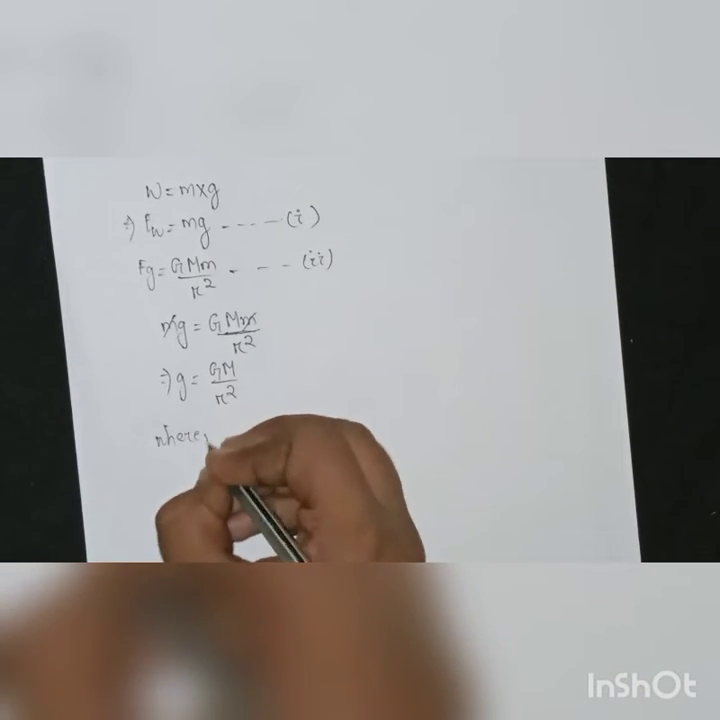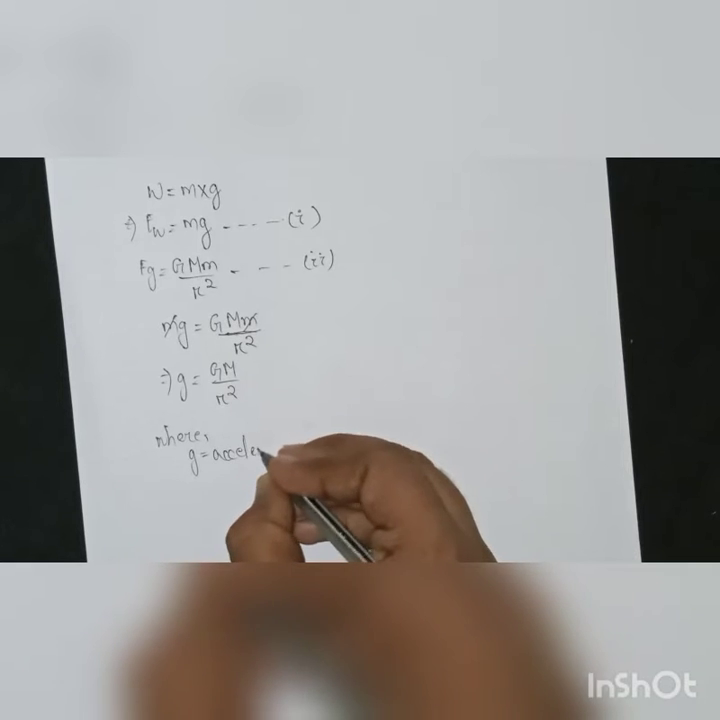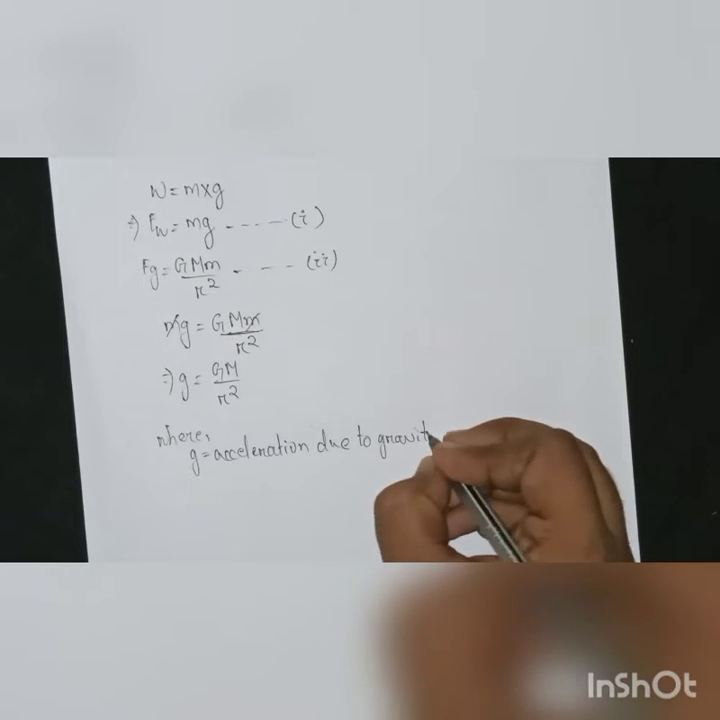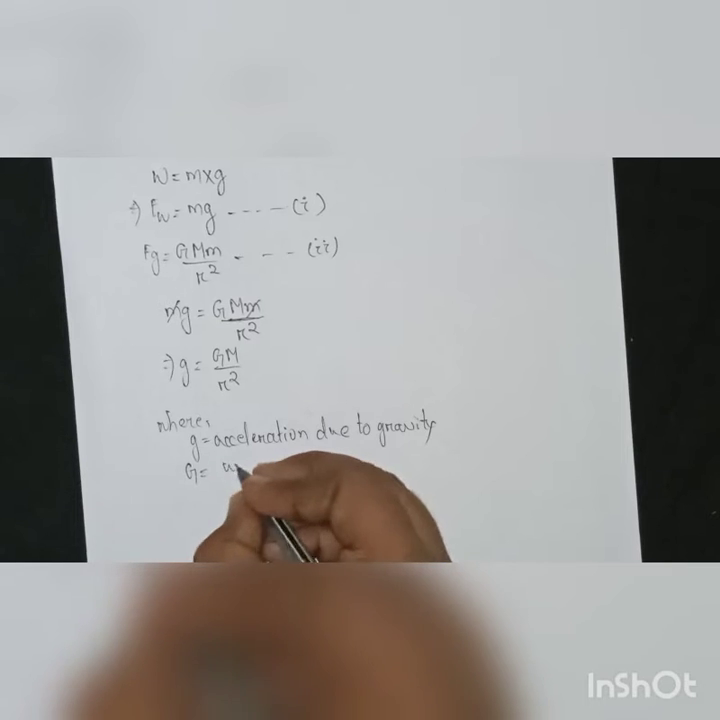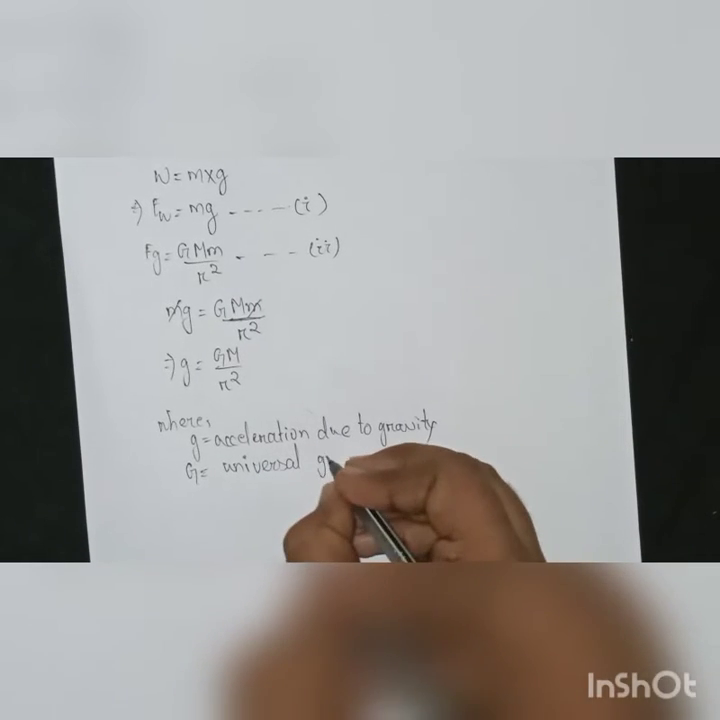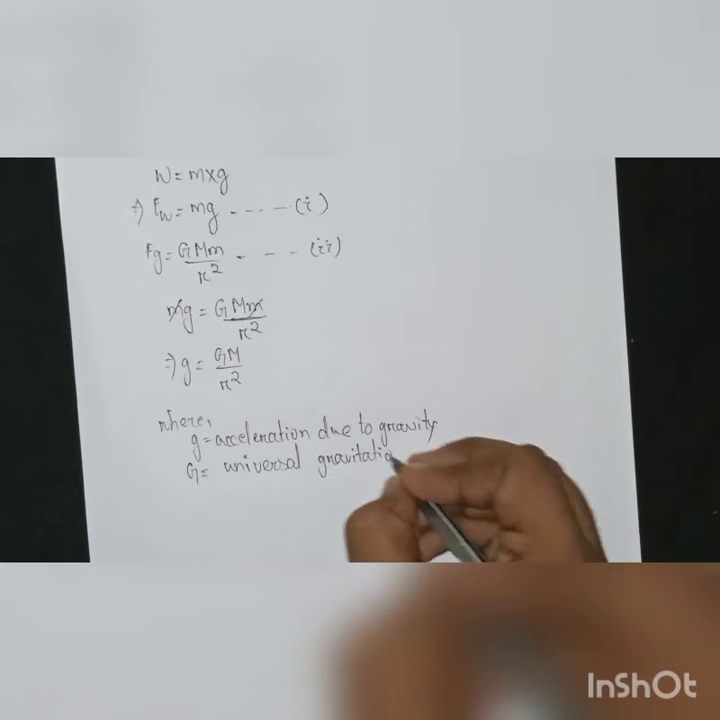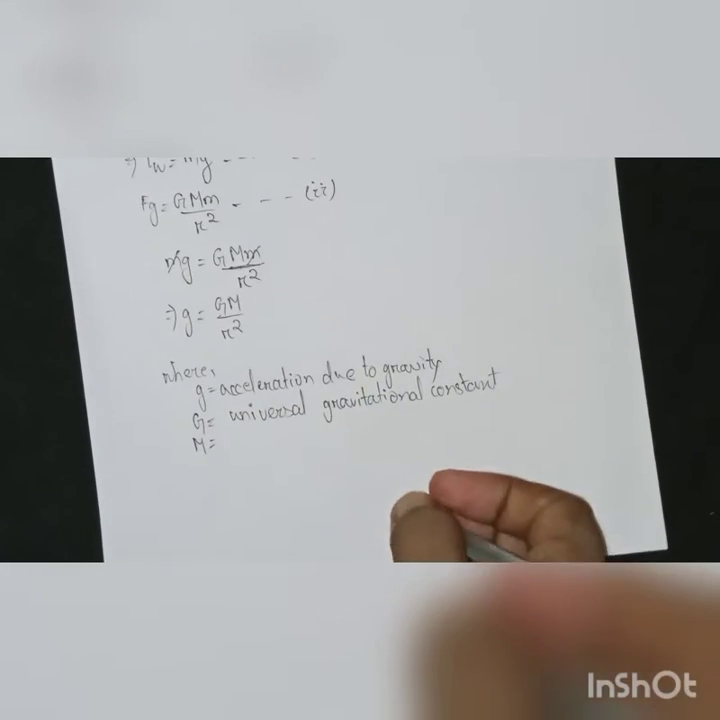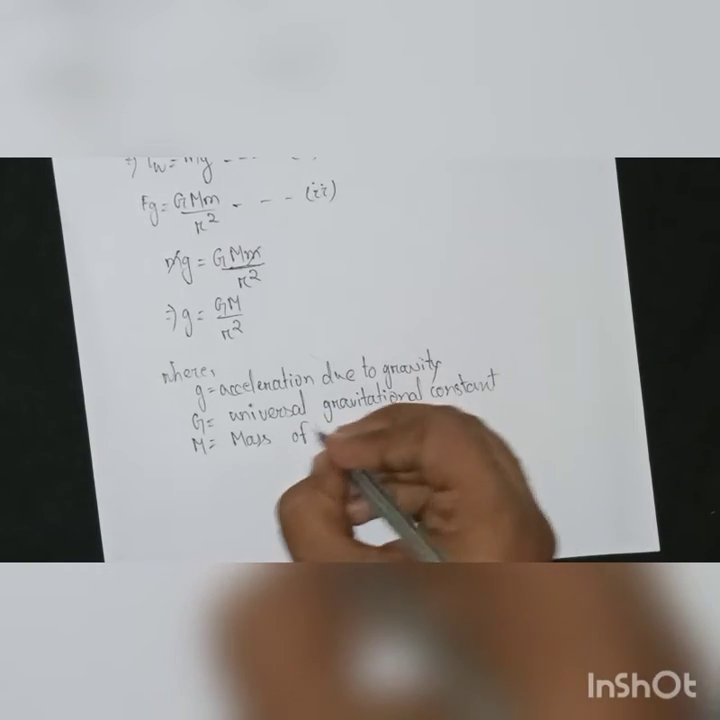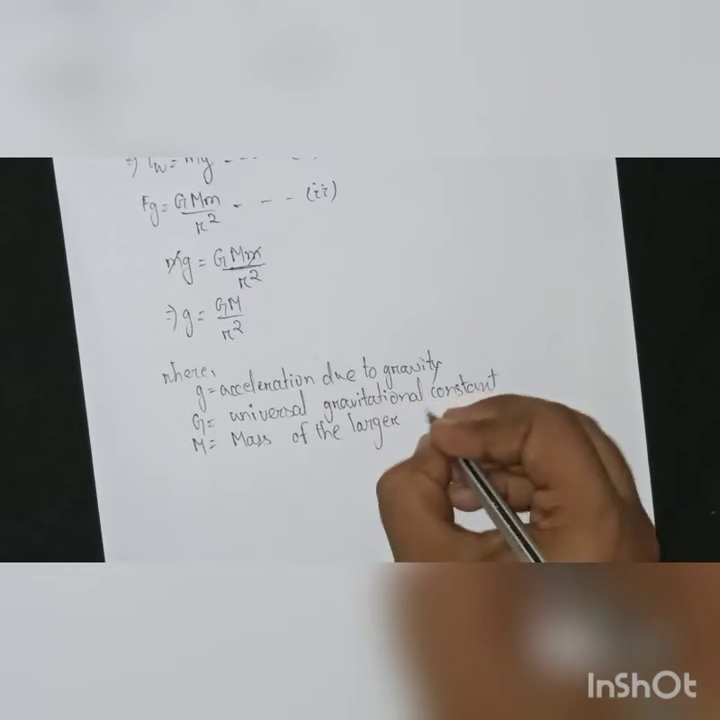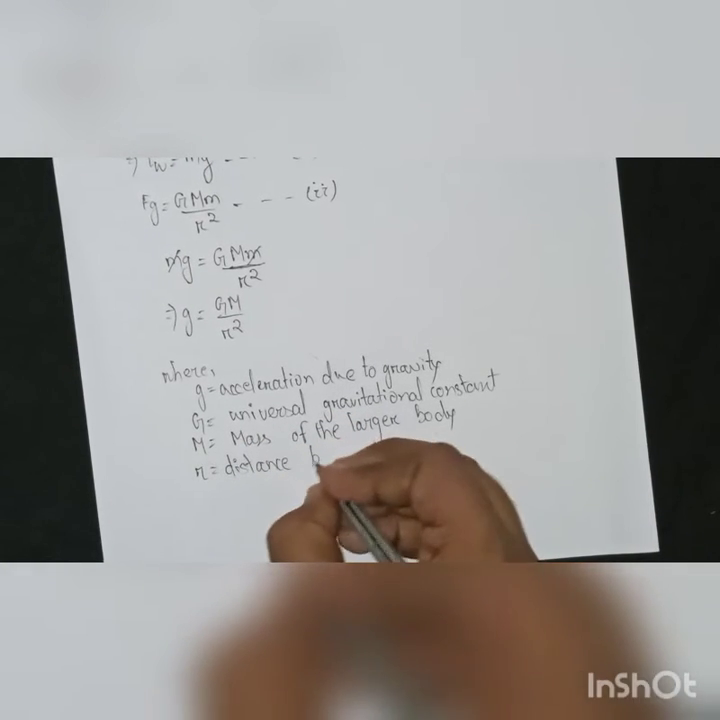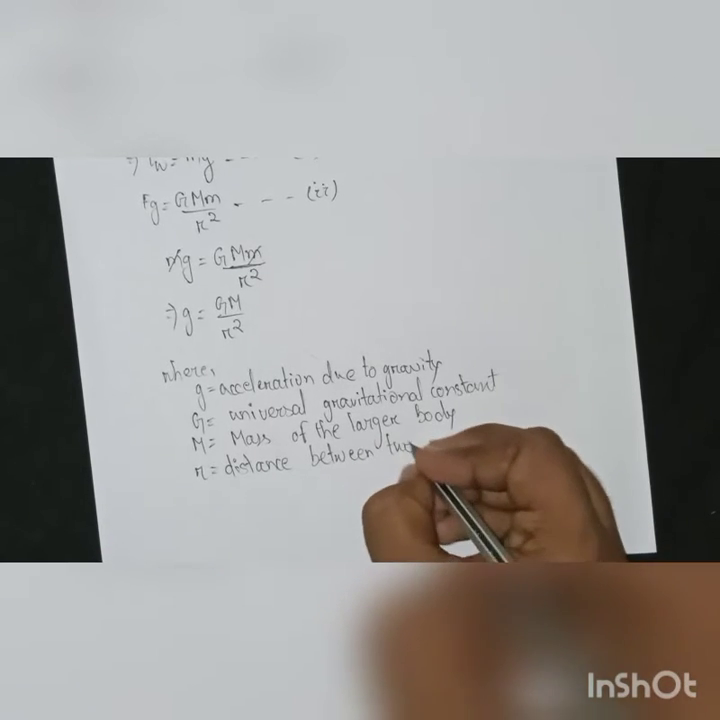So where, let me write it down, g is equal to acceleration due to gravity, this is small g, capital G is equal to the universal gravitational constant, and capital M is the mass of the larger body or the first body, and R is the distance between the two bodies.